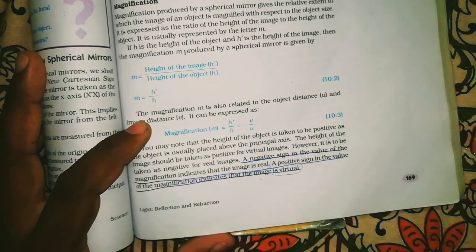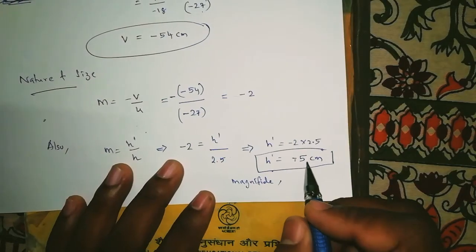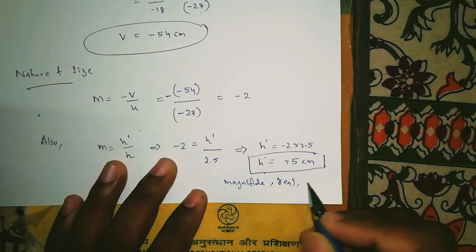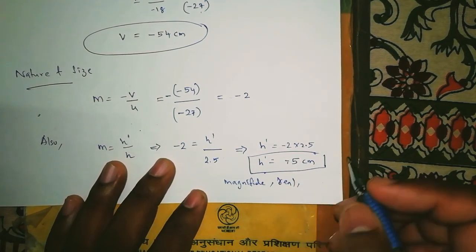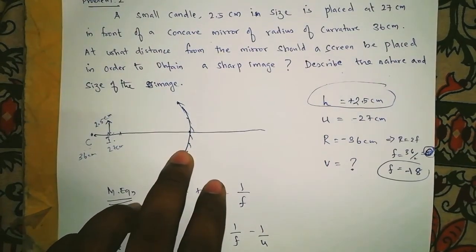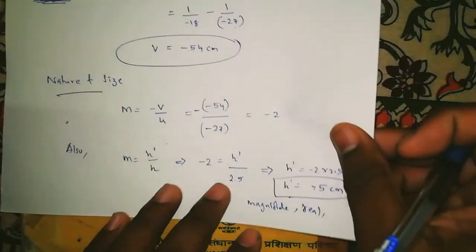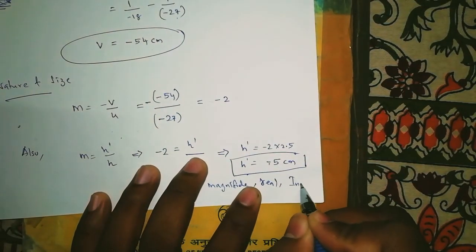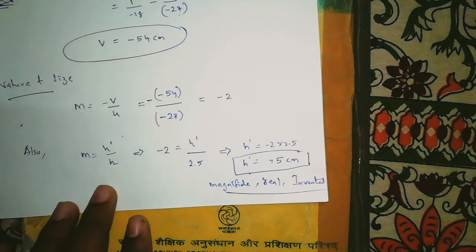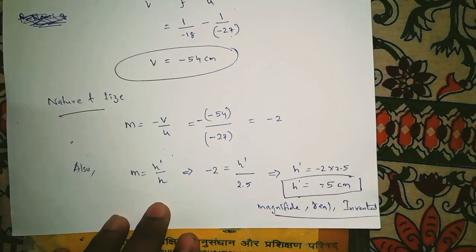Now come back to that same problem. Our magnification is minus, so it is actually a real image. And because we have taken a concave mirror, it should always be an inverted image. So these are the nature and size of the image which is formed.